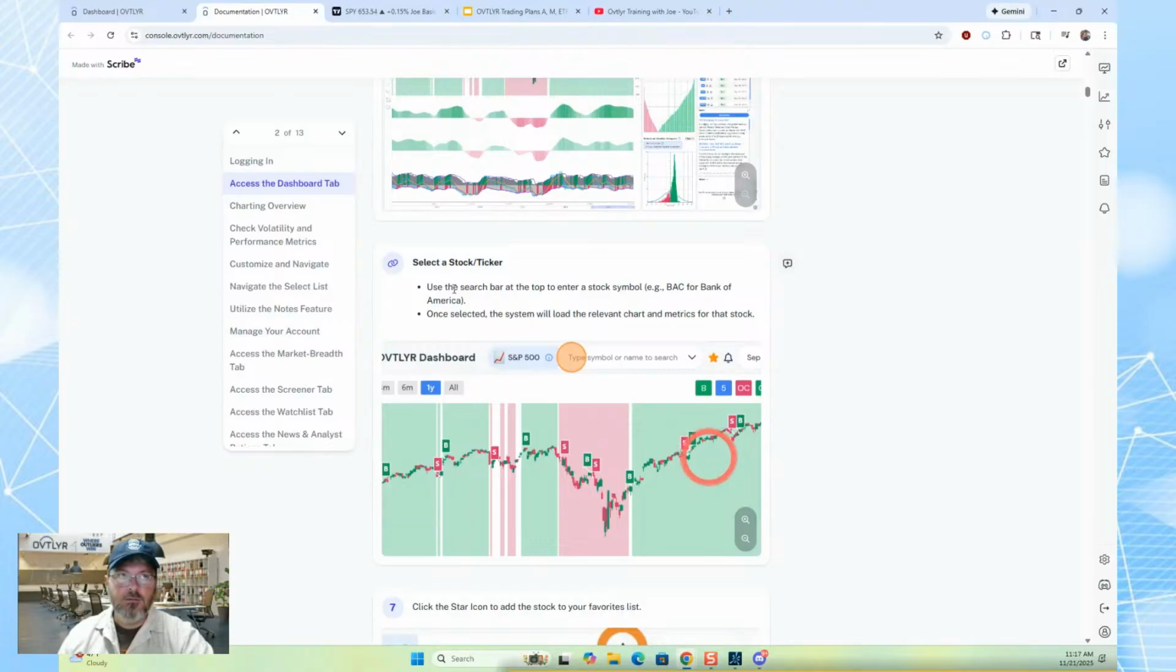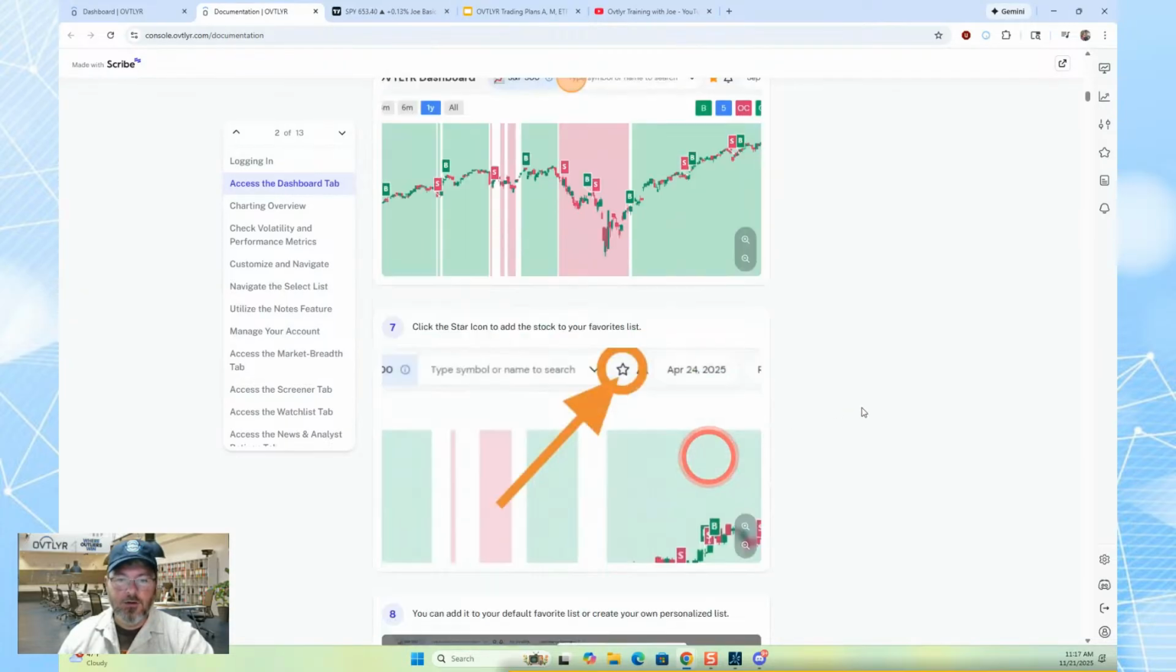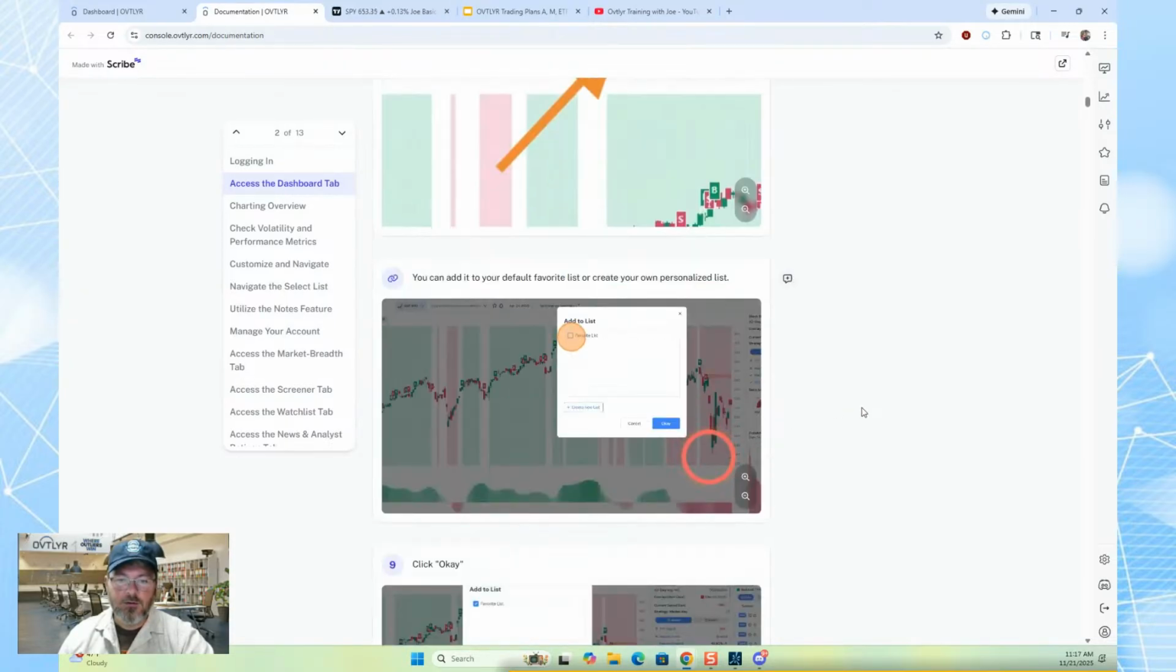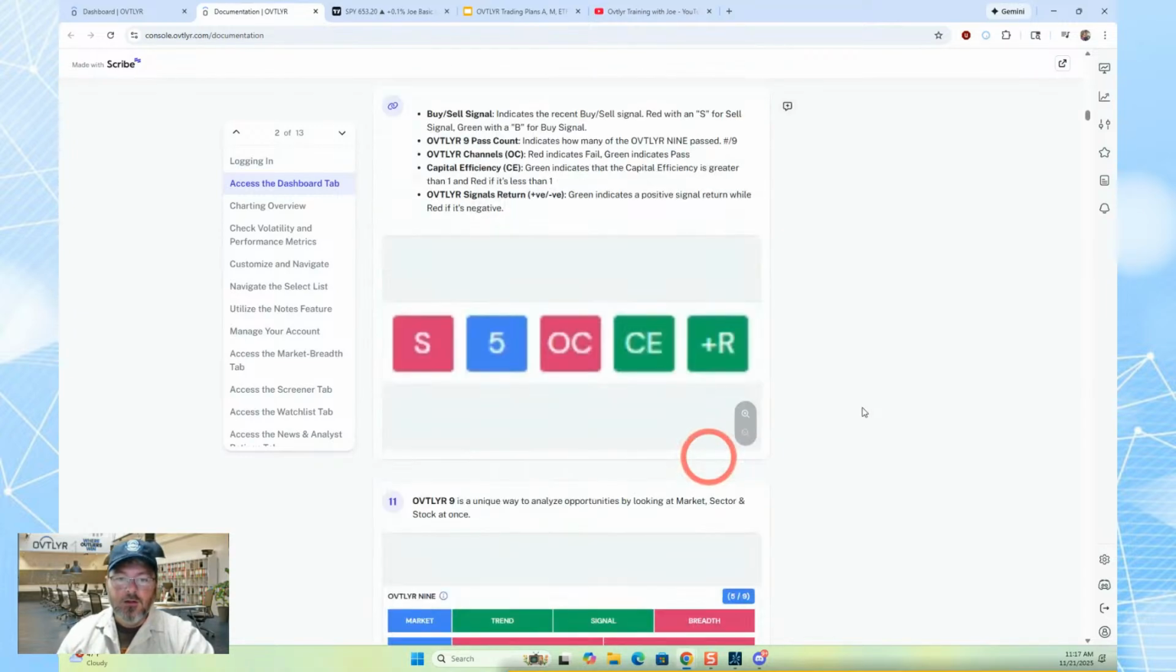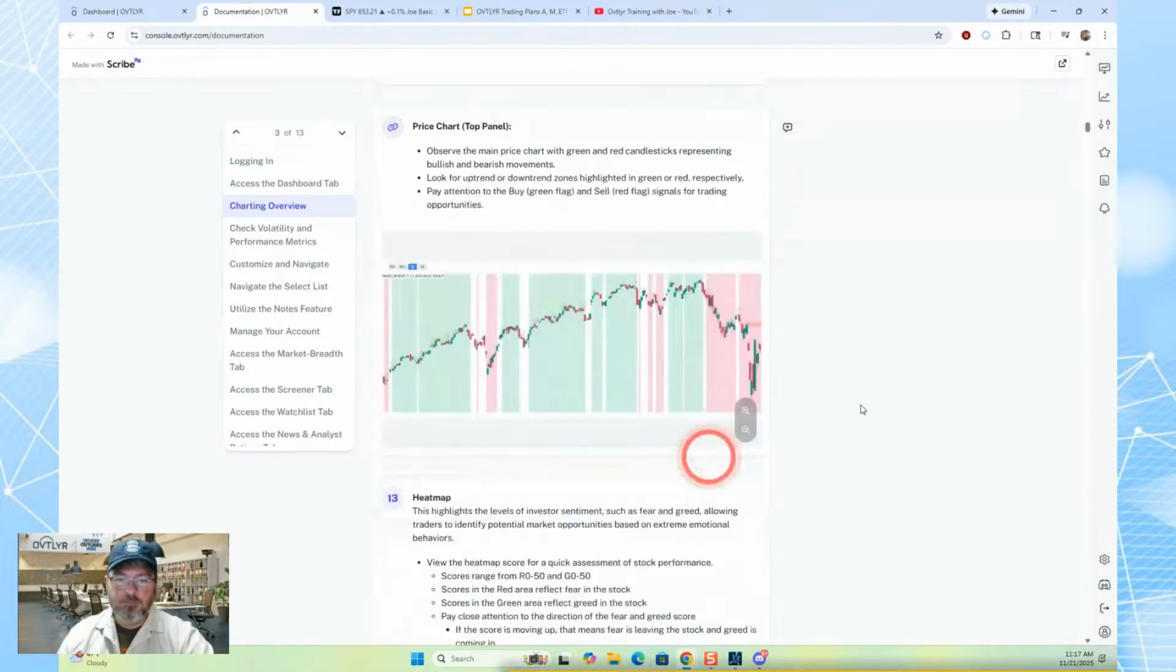For instance, if you want to look at a particular stock, you're going to go to this dashboard. You're going to type in that stock ticker. It's going to come up and give you the Outlier signals for that particular stock, as well as what the market is doing and what the sector is doing. So have a look through this guide. It's going to answer a lot of your questions. It's very helpful. Honestly, I learned from this guide as well when I first had a chance to take a look at it.